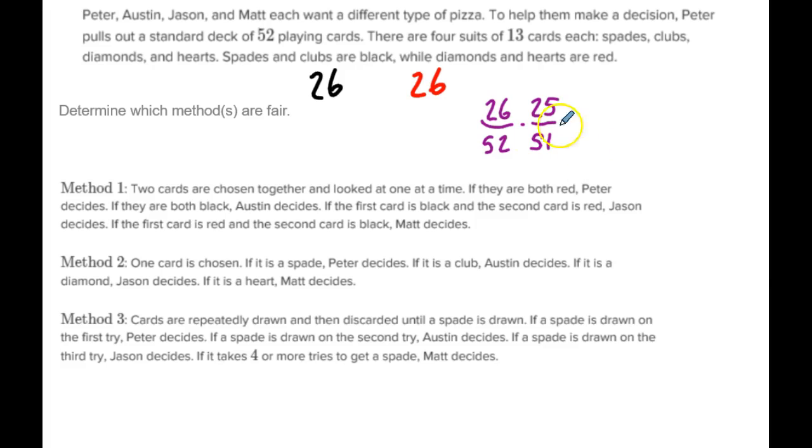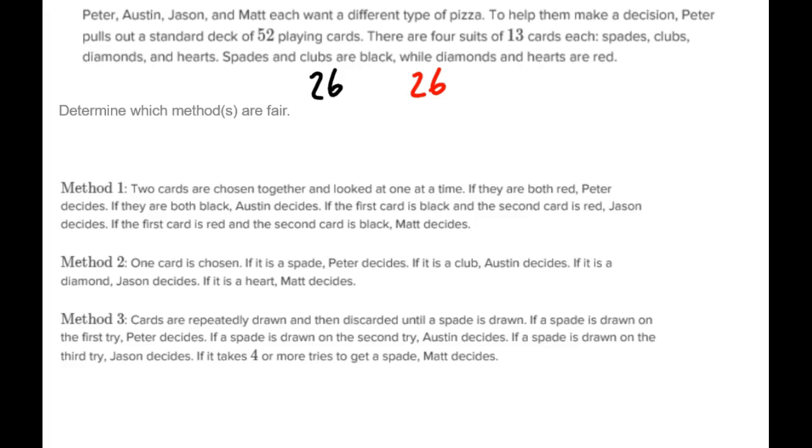Now we're going to compare that result to Matt's decision, where the first card is red and the second is black. For the first card, there is still a 26 out of 52 chance that that card is going to be red. But now the probability that the second card is going to be black, if we remove the first card, there's only 51 cards left. But the first card was red, which means there are still 26 black cards out of the remaining 51. So we can easily see that these two situations are not going to be the same. So that's why this method is not going to be fair.